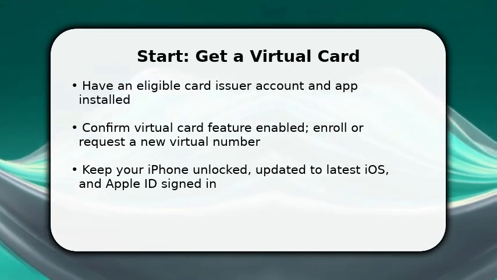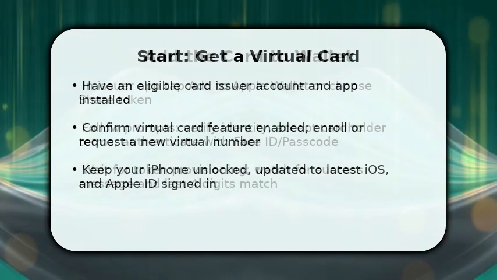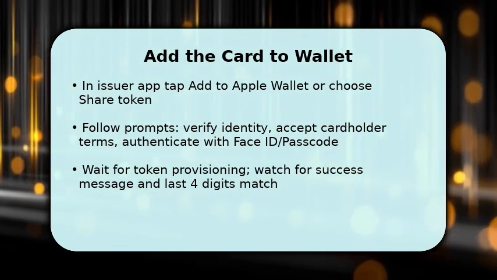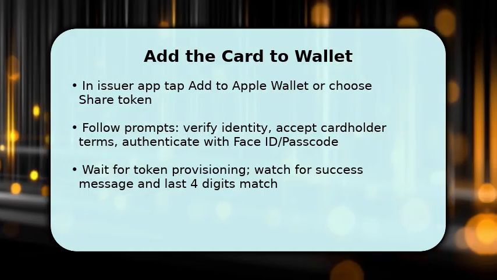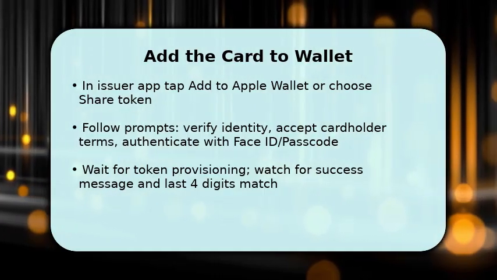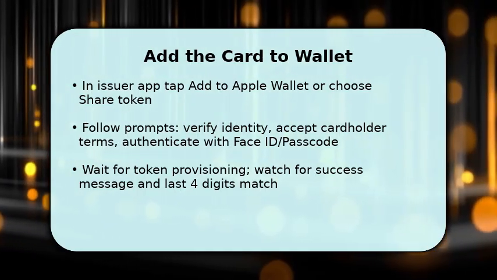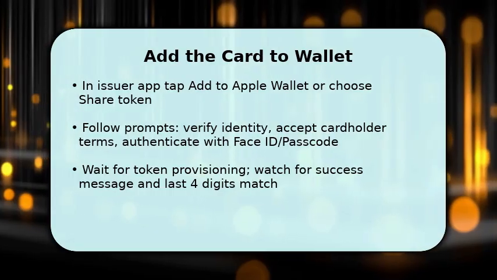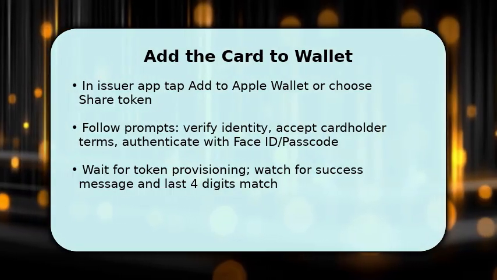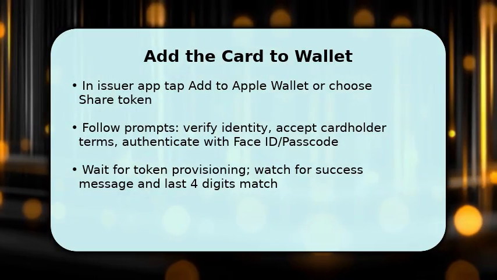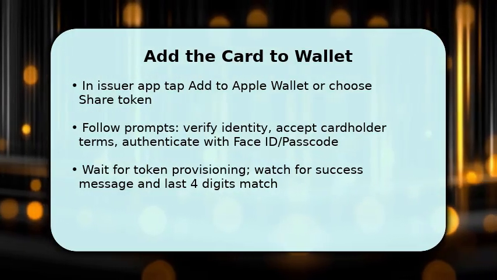Once done in the Issuer app, choose Add to Apple Wallet and follow the prompts. You'll verify identity and accept terms. Make sure to authenticate with Face ID or your passcode when requested, because this authorizes token provisioning. The app and wallet exchange a secure token rather than the full card number, which is why this step is necessary and secure. If provisioning takes a few seconds, be patient. You'll see a confirmation, and the card appears in Wallet.